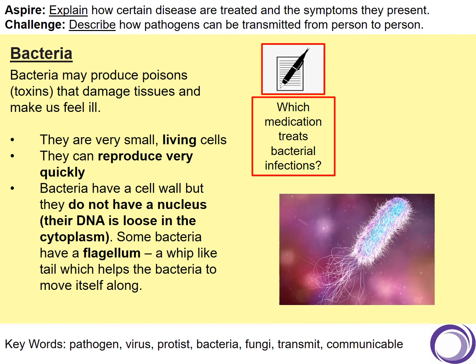Just a little bit about bacteria. They have a cell wall. They have no nucleus, so their DNA is actually floating within the cytoplasm. And some bacteria have little hair-like projections on the end, like a little tail called a flagellum. And this basically helps the bacteria to move along. It helps it to swim effectively.